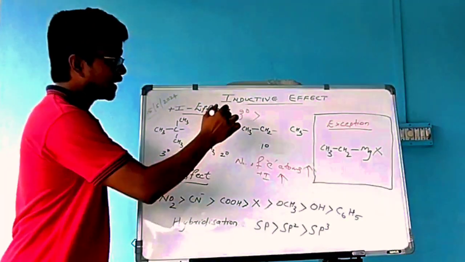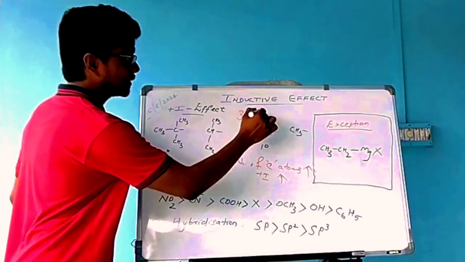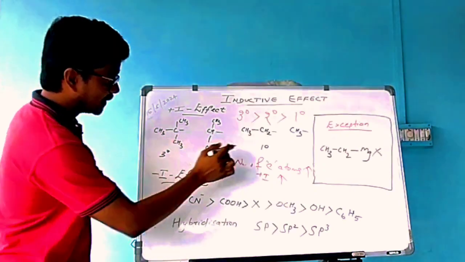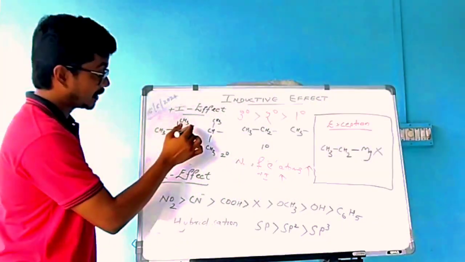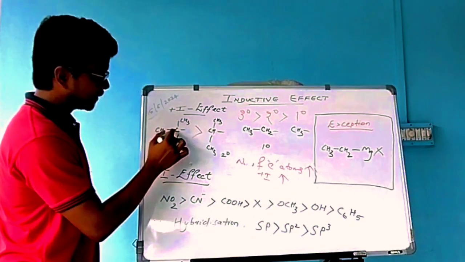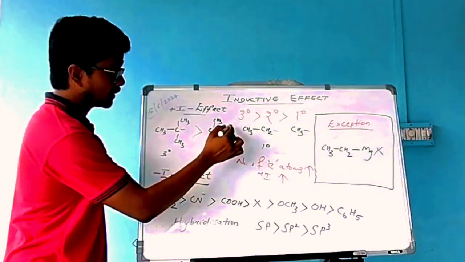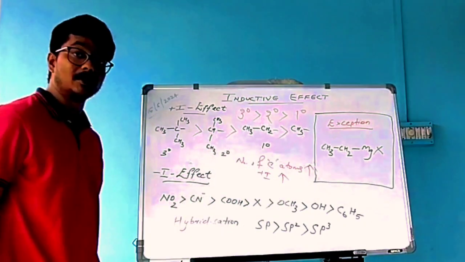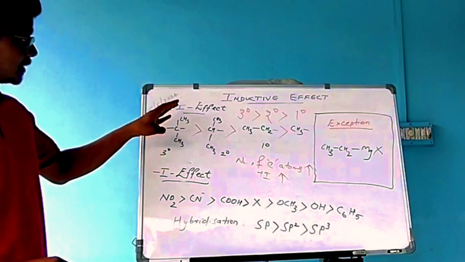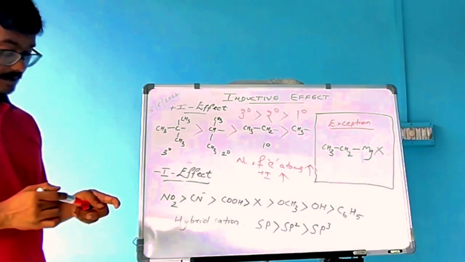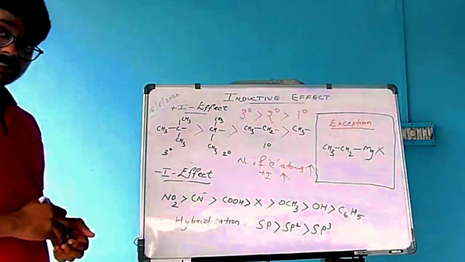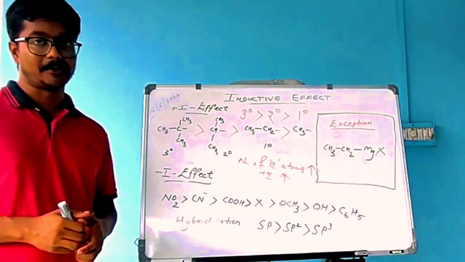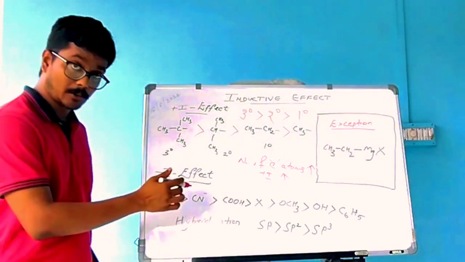Tertiary alkyl group experiences a very high plus I effect compared to secondary, which in turn is greater than primary. So in this example, we can write the order as: tertiary group experiences a very high plus I effect compared to secondary and primary, and a very small effect belongs to the methyl group. So this is the plus I effect of alkyl groups. Now we move on to minus I effect. All functional groups show minus I effect. The order is as follows.